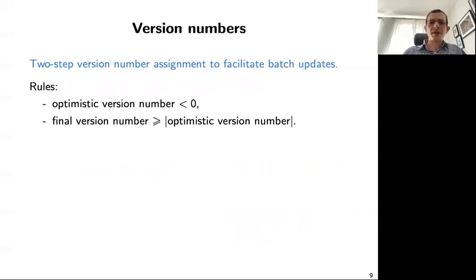As I already mentioned, this two-step version number assignment process is there solely to facilitate batch updates. We distinguish between optimistic and final version numbers by the sign of the number. When the version number is negative, it means that it is an optimistic version number. Moreover, we enforce the following constraint. The final version number is always greater or equal to the absolute value of the optimistic version number.